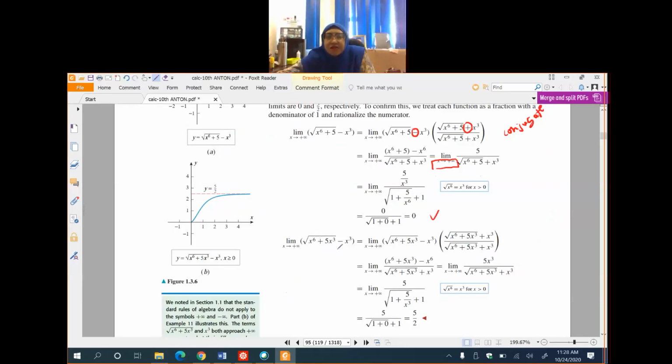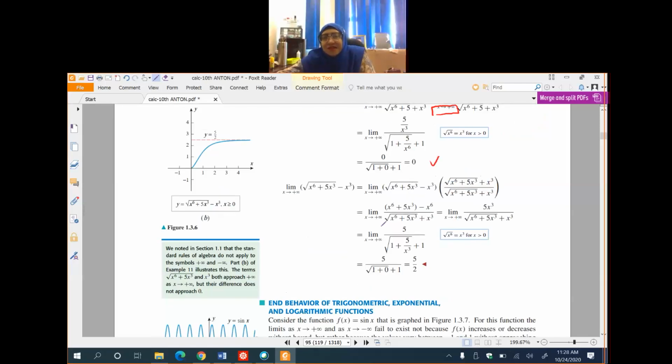For the 5x to the power of 3, it's the same method like before. You have to multiply with the conjugate. So this is plus, because this is minus. This is the conjugate. You multiply with the conjugate both sides, because you want to get rid of the radical sign for the numerator. For the denominator, it is fine. And then 5x to the power of 3 divided by square root of x to the power of 6 plus 5x to the power of 3 plus x to the power of 3. If you substitute, it will somehow give you what?